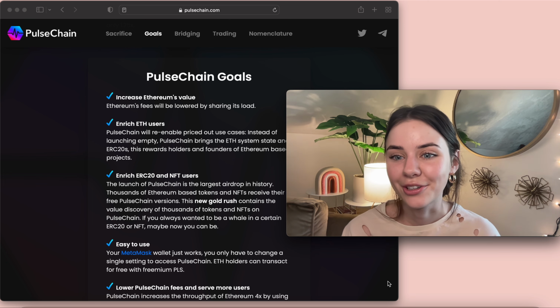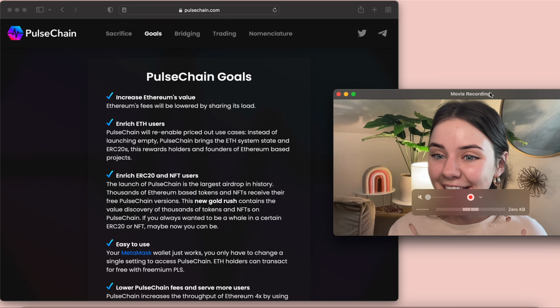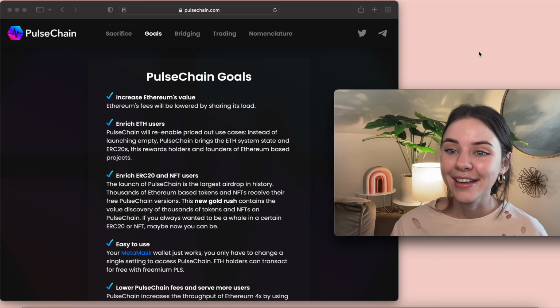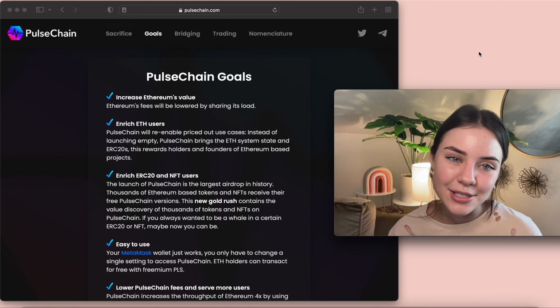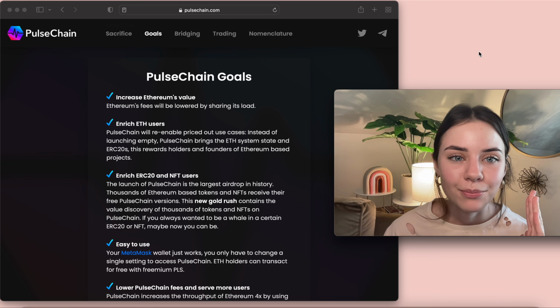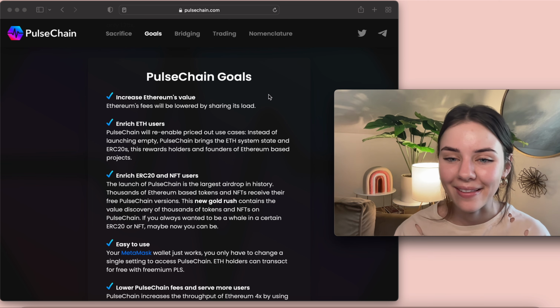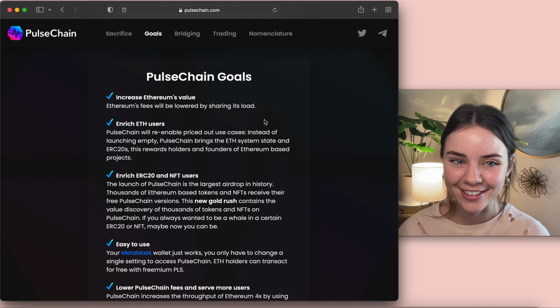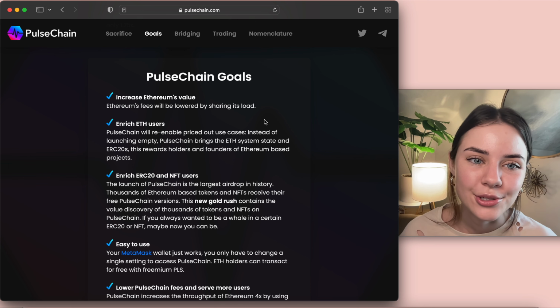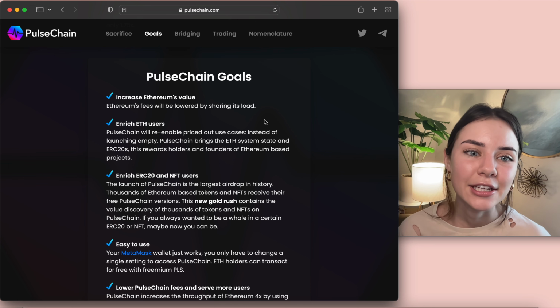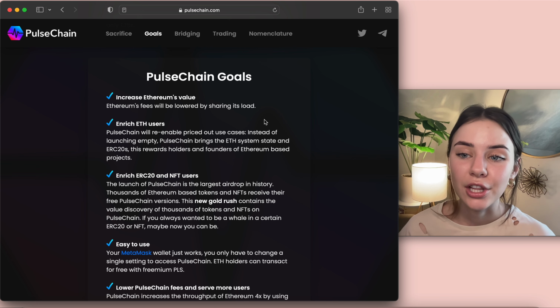And I'm just on PulseChain.com. We're going to go through their website so we can both learn a bit more about PulseChain through this. All right, PulseChain has some goals, which is what we like. We like direction when it comes to crypto. So their first goal is to increase Ethereum's value. Ethereum's fees will be lowered by sharing its load.